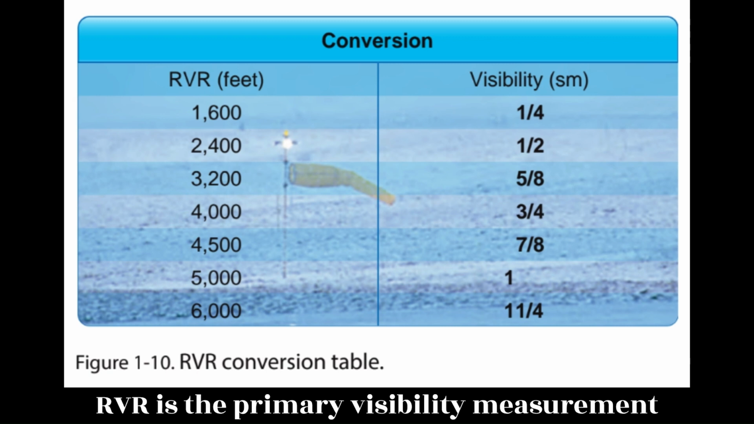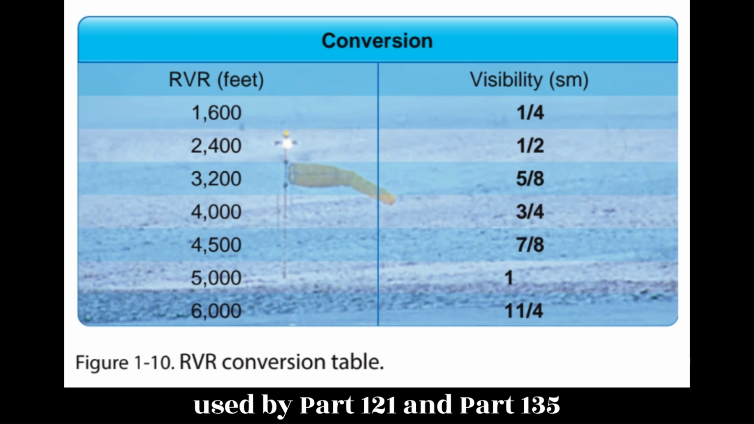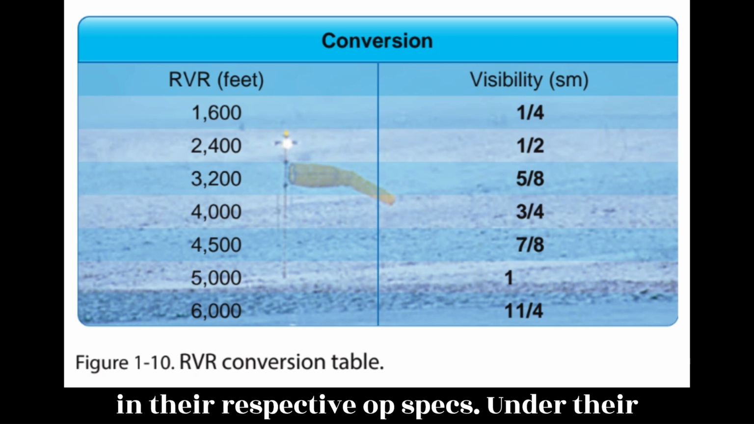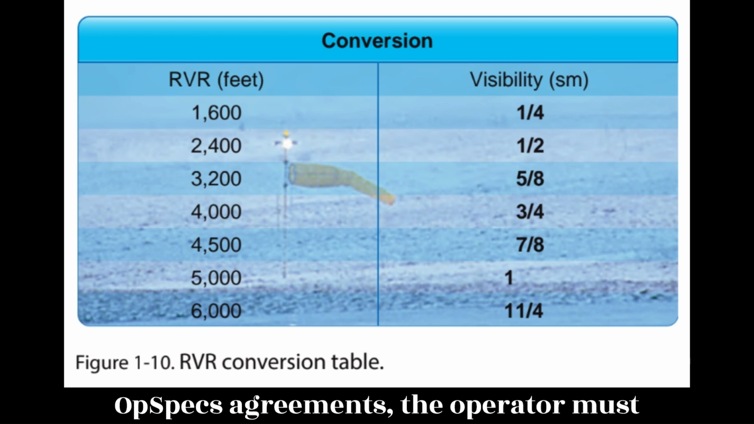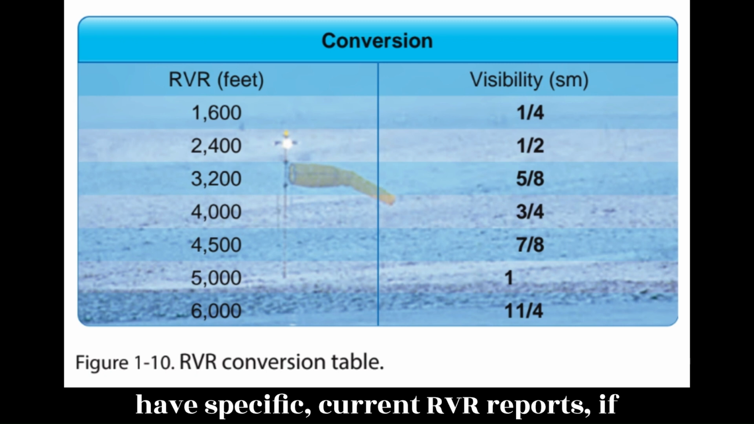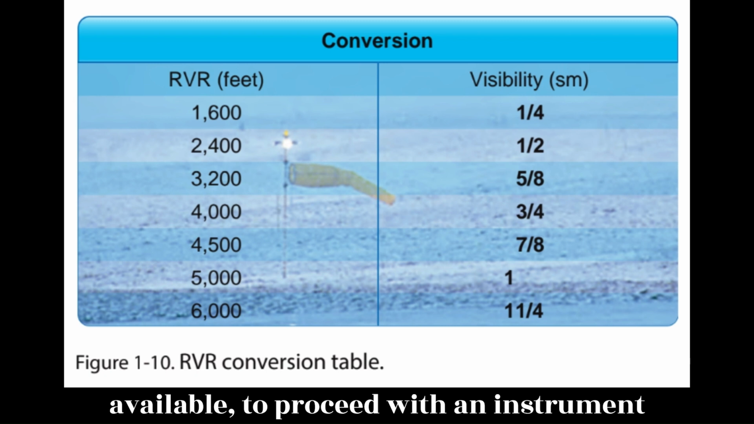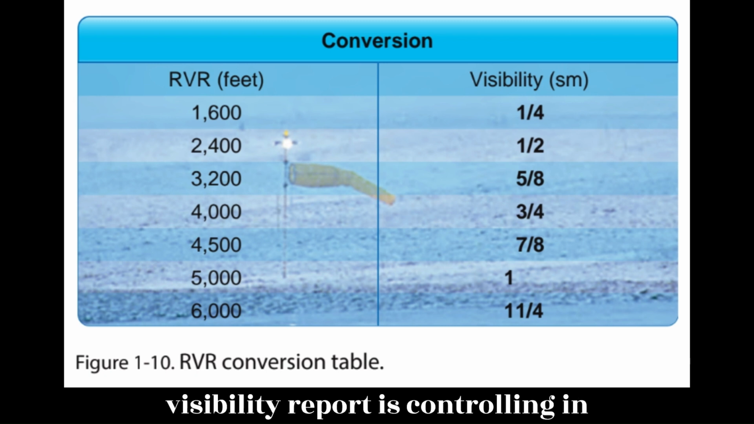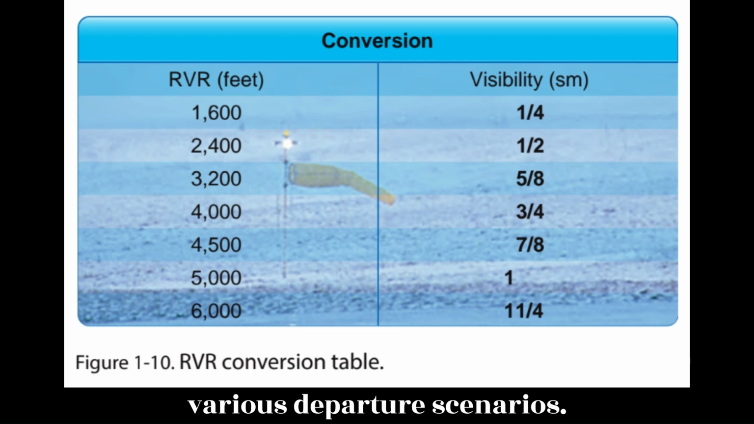RVR is the primary visibility measurement used by Part 121 and Part 135 operators, with specific visibility reports and controlling values outlined in their respective opspecs. Under their opspecs agreements, the operator must have specific, current RVR reports, if available, to proceed with an instrument departure. Opspecs also outline which visibility report is controlling in various departure scenarios.